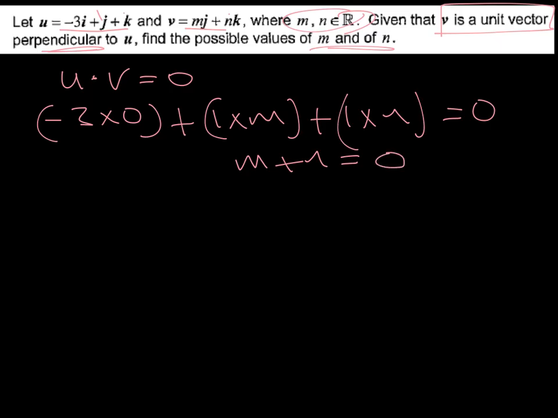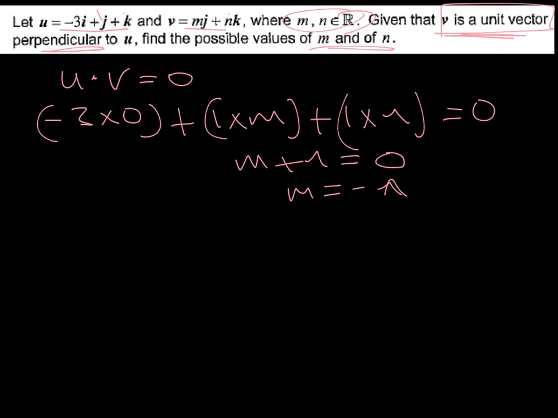We know that that equals 0, so we can simplify that down to m plus n equals 0. So we end up here with m equals -n, which is problematic because there are an infinite amount of solutions to that.